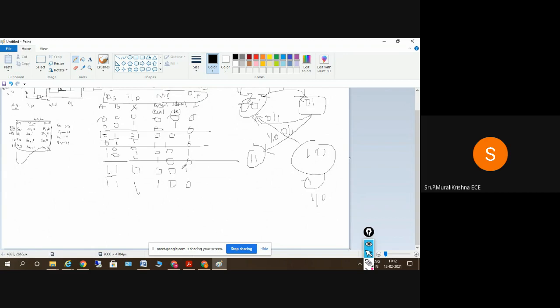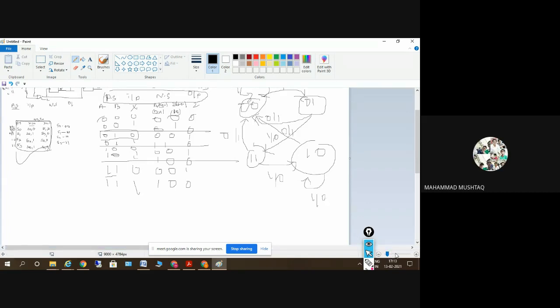And coming to 1 1, if the input is 0, it will go to the state 0 0, output is equal to 1 here. If it is 1 1, if the input is 1, it will go to state 1 0. Okay, output is 0 here. So this is the state diagram. Clear?